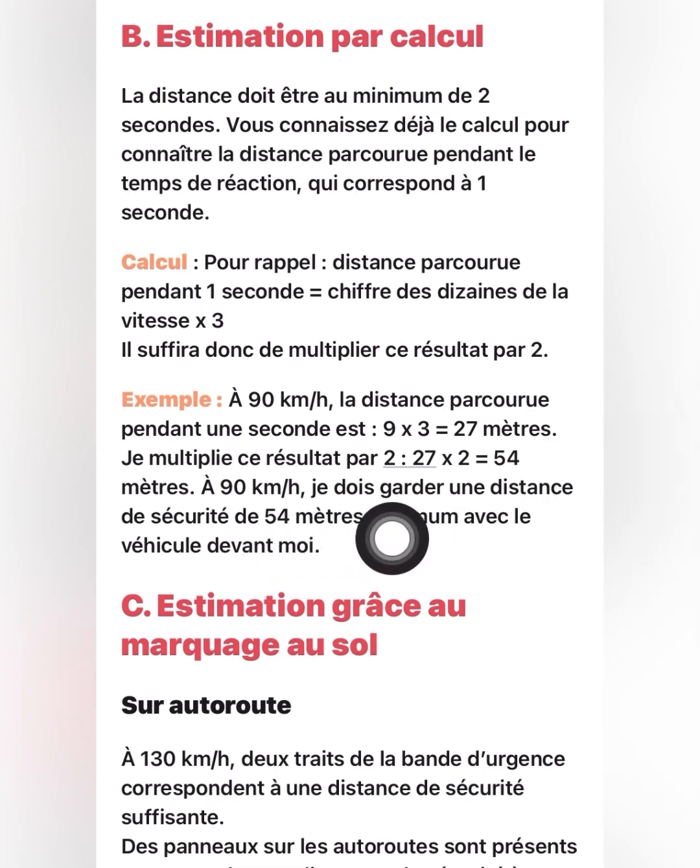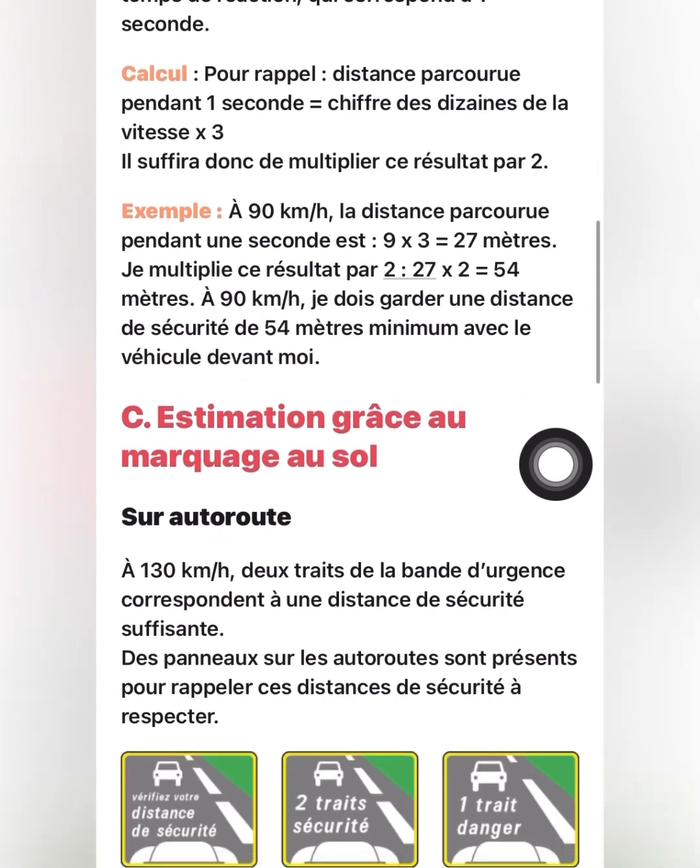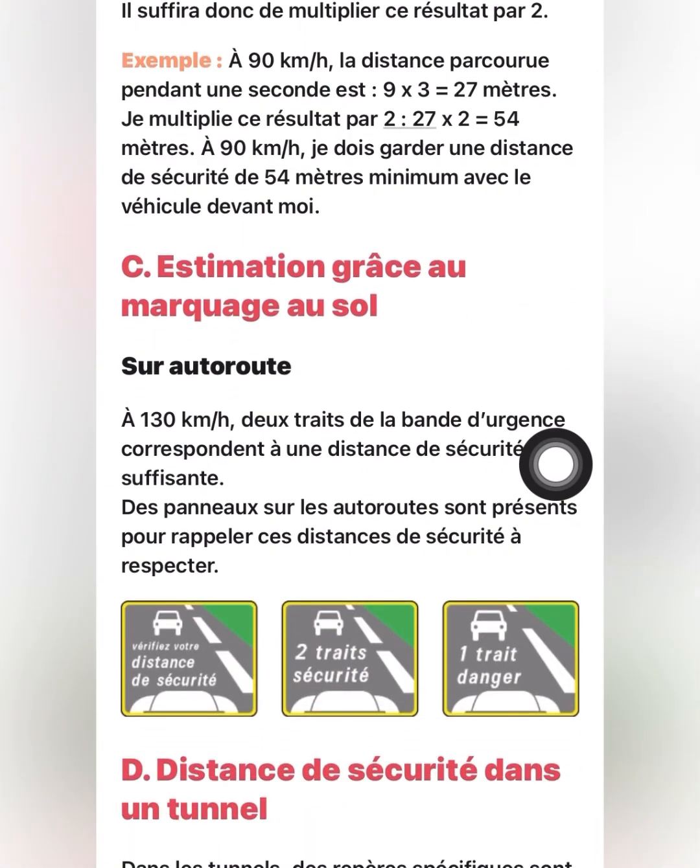That means as you are going, you have to leave 54 meters between you and the driver in front of you. Then part C is talking about how to estimate. What can help us estimate if you don't have anything to calculate it? The only one is on the auto route, that is the highway. On the highway, you must make sure you leave these two lines.